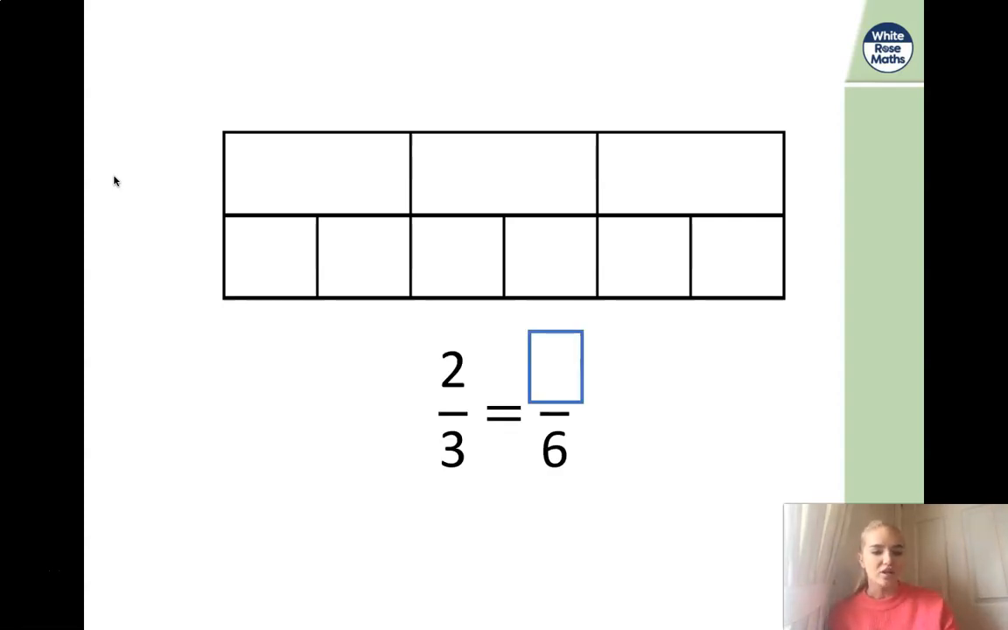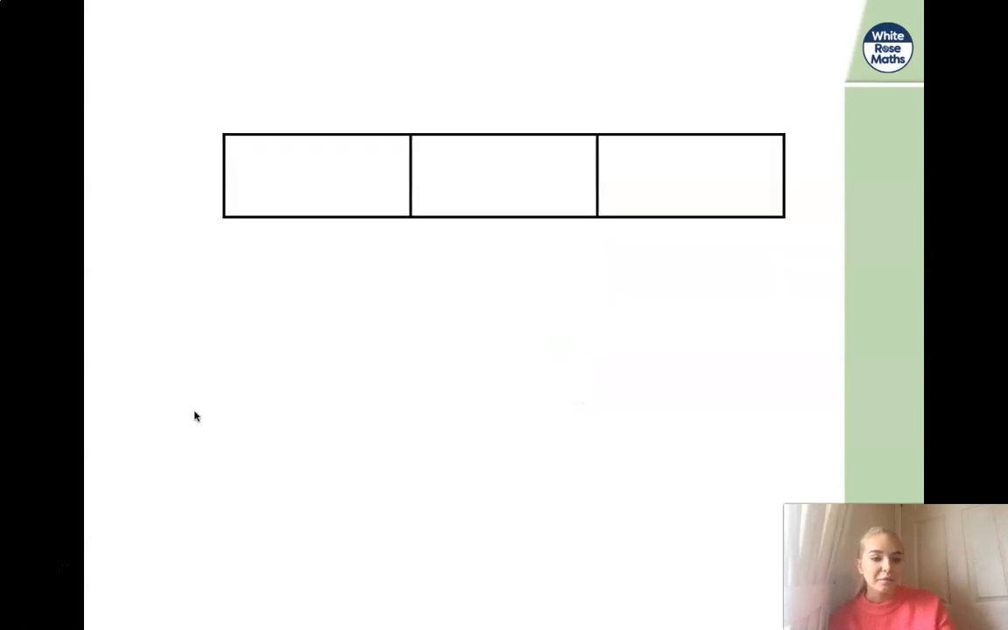Now, what I want to do is I want to find the equivalent fraction. I want to know what 2/3 is equivalent to. And I know that my top bar is representing my thirds, so if I coloured in 2/3, how many sixths would I have? Pause the video and have a think. Shall we find out the answer together? So if I coloured in 2/3, I can see that I would have 4/6, and 4/6 is equivalent to 2/3.